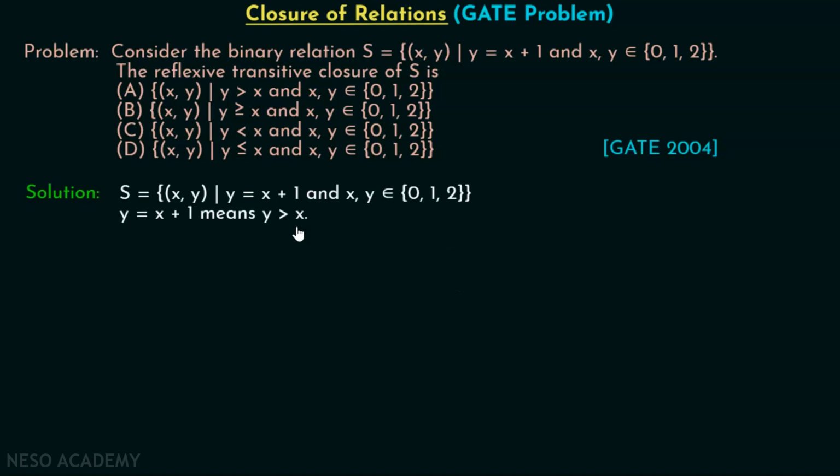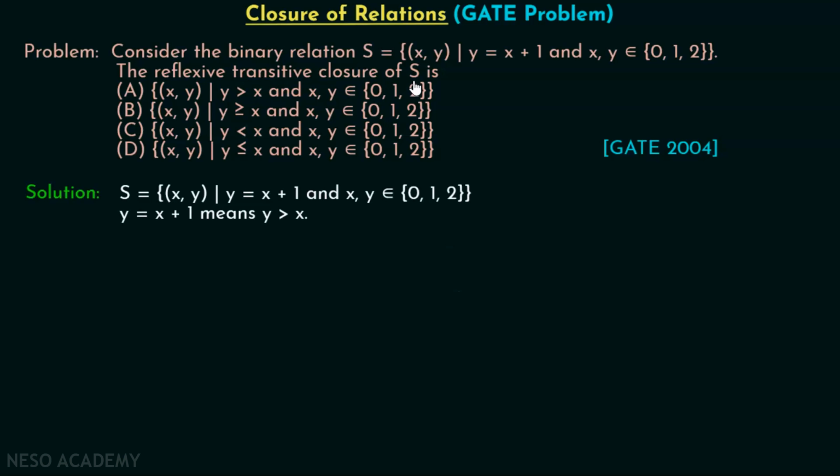Now, we want to identify the reflexive transitive closure of this relation S. For this, we will first find the reflexive closure of S, and then the transitive closure of S, and then finally we will take the union of the reflexive closure and the transitive closure of relation S. As simple as that. This will give us the reflexive transitive closure of S.